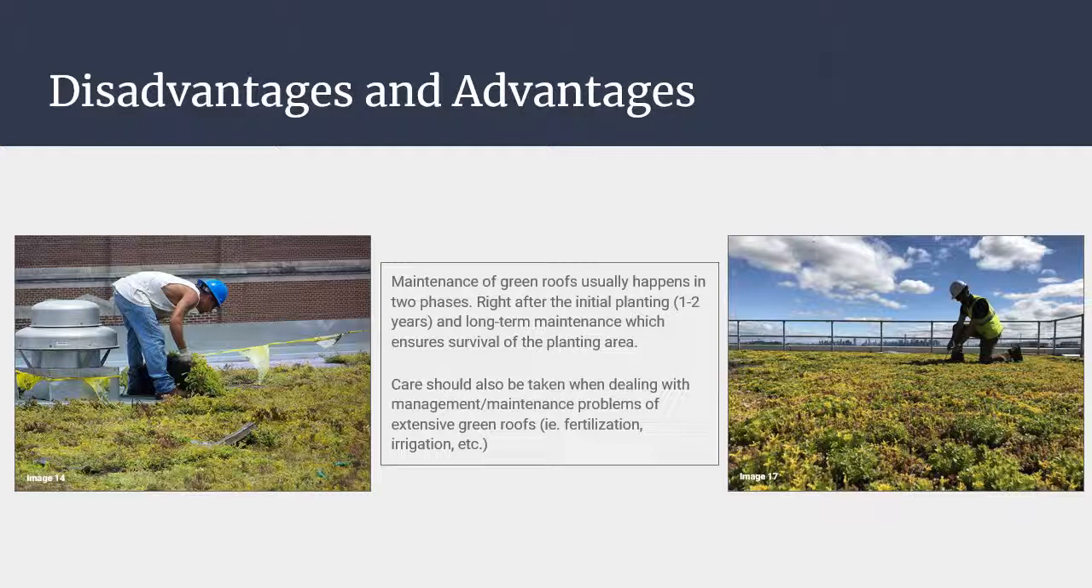Another advantage is that they have benefits such as mitigating the risk of flash flooding, thus helping with stormwater management. Also, green roofs reduce energy costs and help to mitigate the urban heat island effect. Green roofs have disadvantages as well, such as cost. Green roofs are expensive to build, maintain, and are not easily accessible to the public.